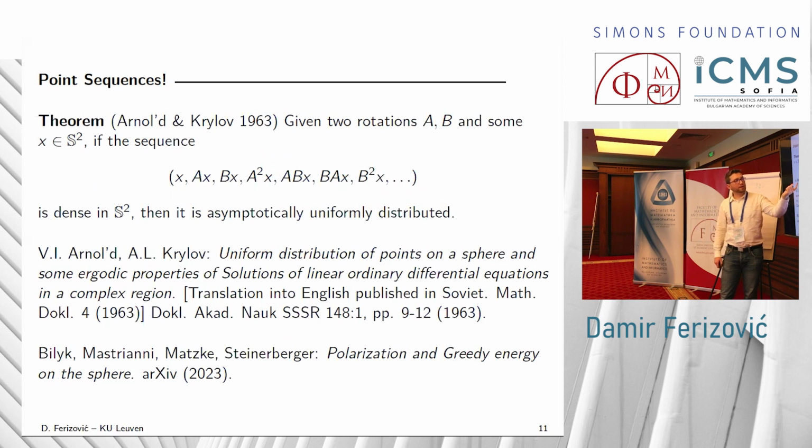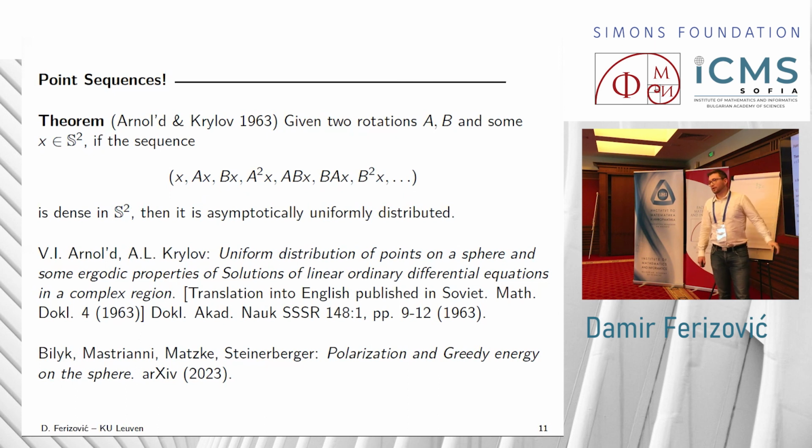And the result is, if this set is dense in S2, then you know that the sequence is asymptotically uniformly distributed. Again, there are no bounds essentially on how quickly the discrepancy would go down. And this is the reference.